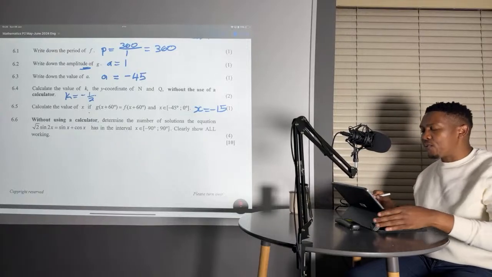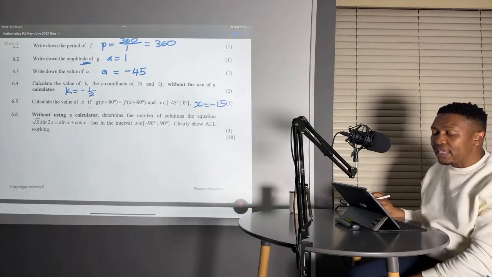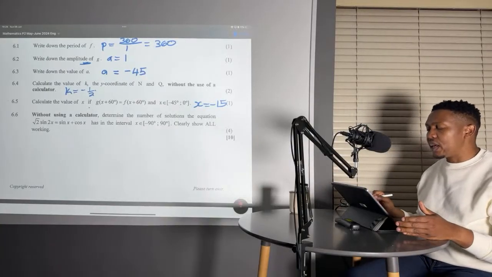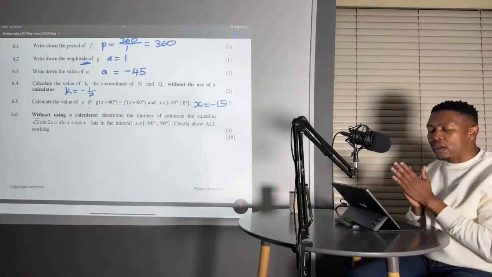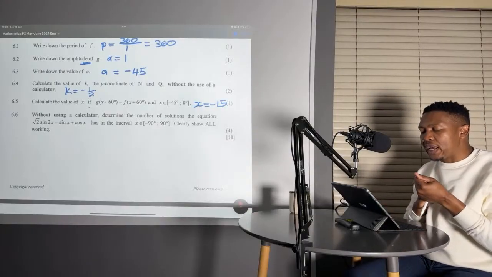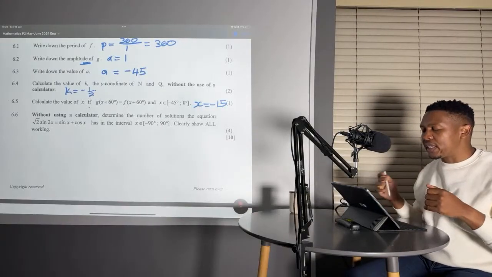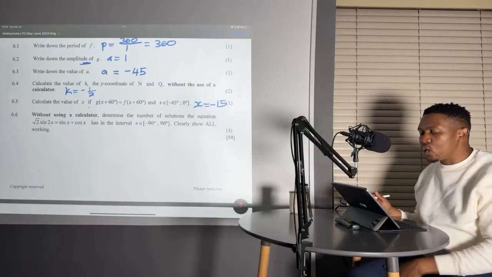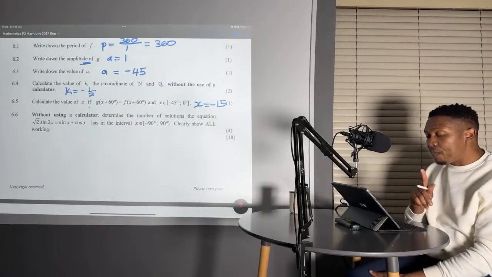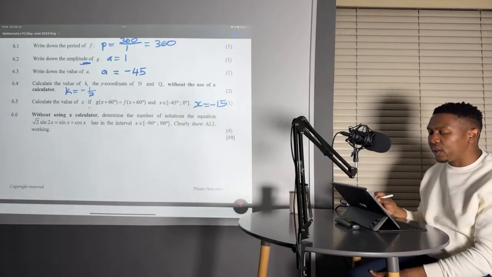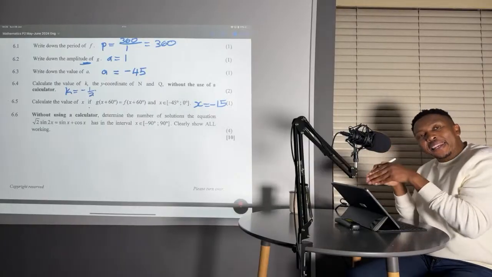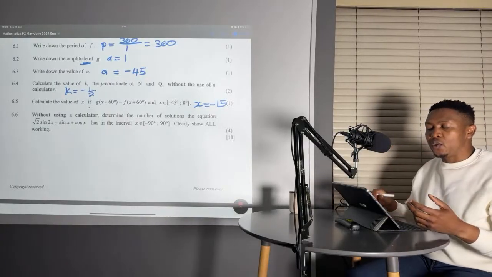All right, now finally, they say without the use of a calculator, determine the number of solutions. The equation root 2 sine of 2x equals sine x plus cos x has in the interval minus 90 to 90. Clearly show all working. And remember, the operative word is without the use of a calculator. Now guys, I want you to always note, everything they ask under the graph is related to the graph.